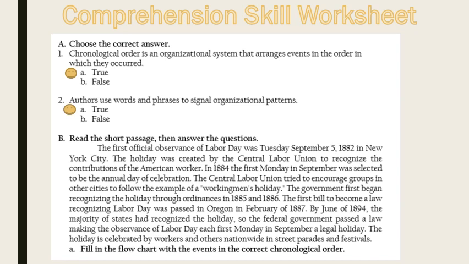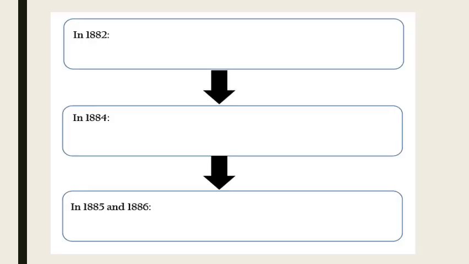Exercise A, fill in the flow chart with the events in the correct chronological order. So I have a flow chart. What is this? It's the flow chart, and we specified each year where you have to put the events. I know that we have more than these years in the paragraph, but I just specified these years for you to write the corresponding events. And if you notice, they are put in the correct order from the oldest year to the newest one in the paragraph.